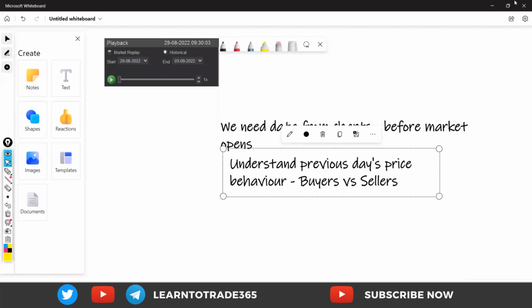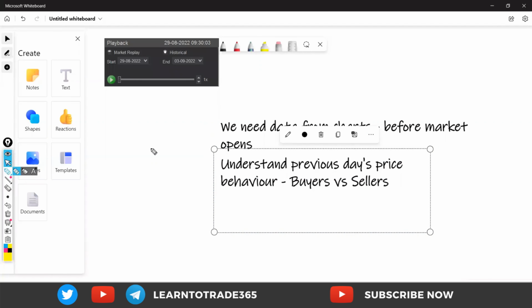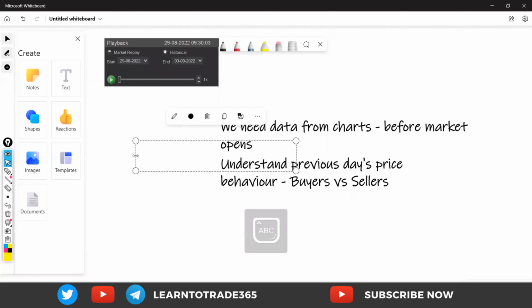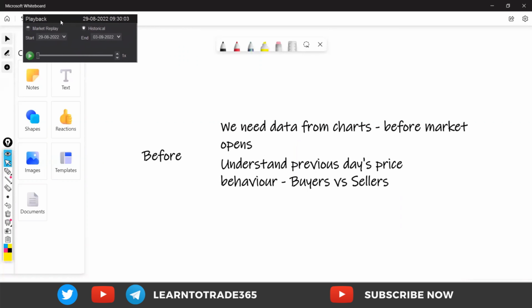Clear? Initially I will go slowly, explaining the data points one by one. In the perspective of buyers versus sellers, point number 3, very important. Once the above 2 points are done, before market, we need to do this. Let me write it down so that you can also note it down easily. This process we need to do before market, in understanding the price behavior.